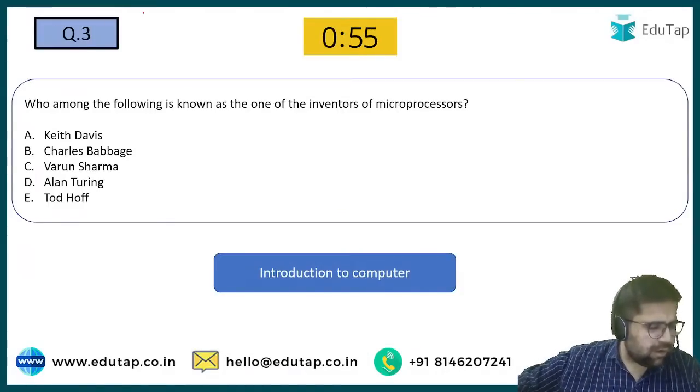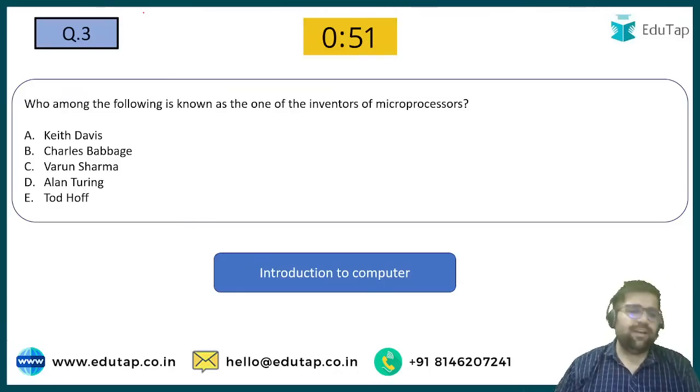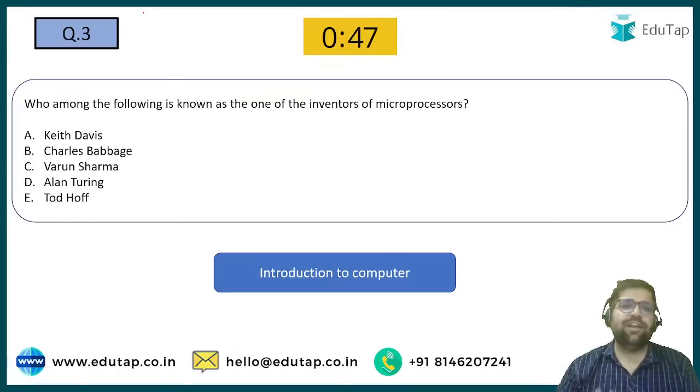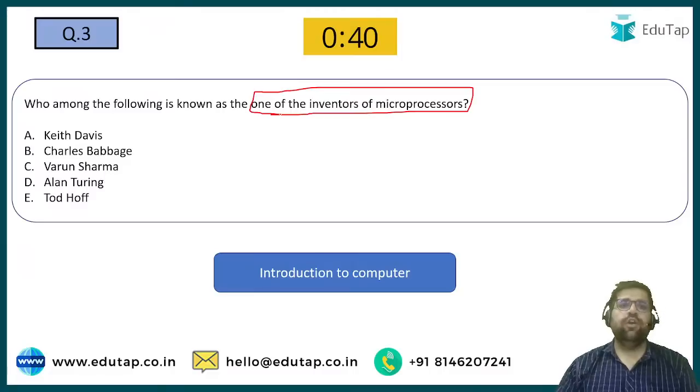Question number IUS, that was a journal statement, my friend. Every abacus is not vertical and horizontal. You just have to take it as a journal statement. Who among the following is known as one of the inventors of the microprocessor?